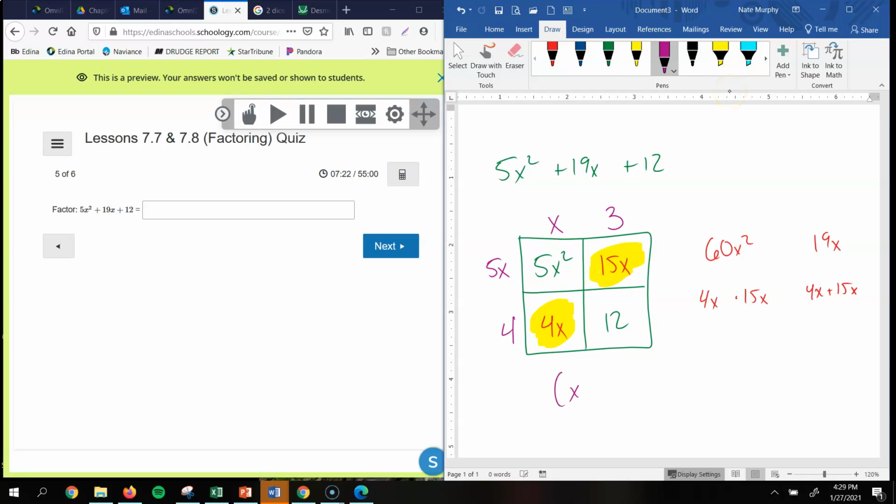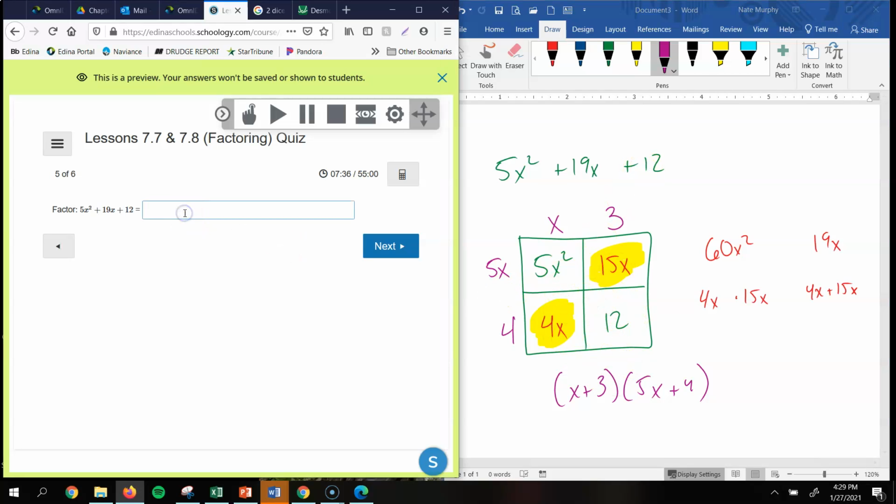So our answer would be x plus 3 times 5x plus 4. Now you could double check if you wanted to and multiply those together to make sure that you get 5x squared plus 19x plus 12. But actually we just did that by checking our work here. But that would be your answer. It does not matter what order we put those in. We get x plus 3 times 5x plus 4, or 5x plus 4 times x plus 3.